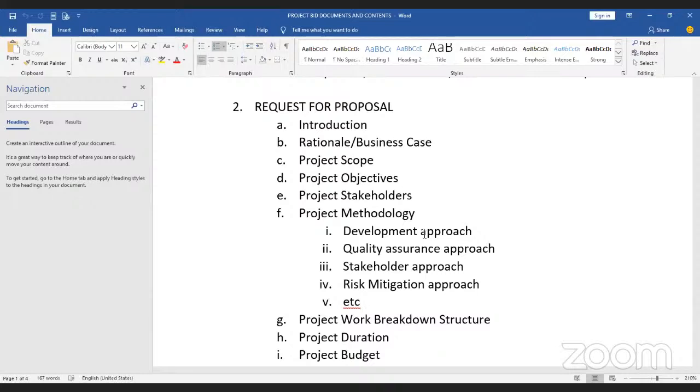What is your methodology for stakeholder management? What is your methodology for communication? What is your methodology for execution? What is your methodology for quality assurance? You need to tell us your methodologies. Let us know, all right?